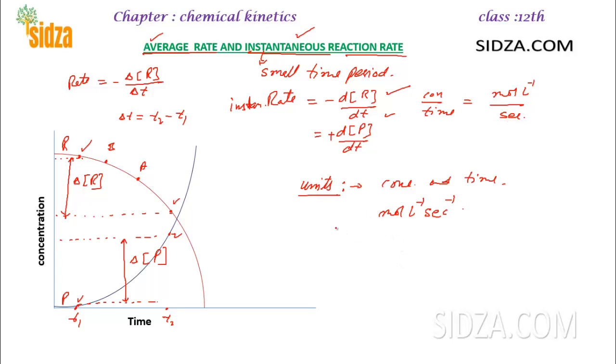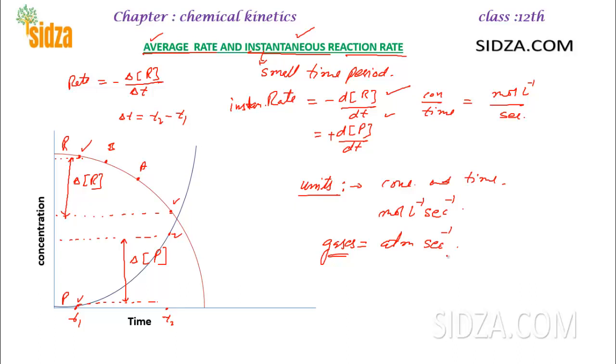For the gaseous reactants and the products in gaseous systems, we express concentration in terms of pressures, right? So the units will be atmospheres, second inverse. Atmosphere, second inverse. This is the unit for a gaseous reaction.